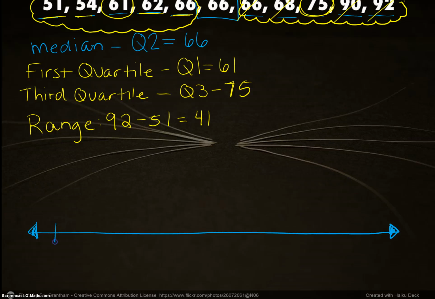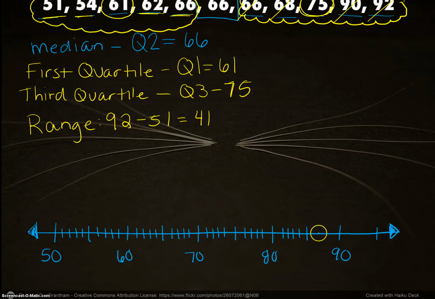So I'm going to start looking at my smallest number, 51. So I'm going to put 50, 55, 60, 65, 70, 75, 80, 85, 90, 95. That'll be definite room. And then I'm going to go ahead and put 4 tick marks in between each. So that's even intervals, and I can easily identify which numbers go where. Go ahead and pause the video if you need more time to complete your number line.